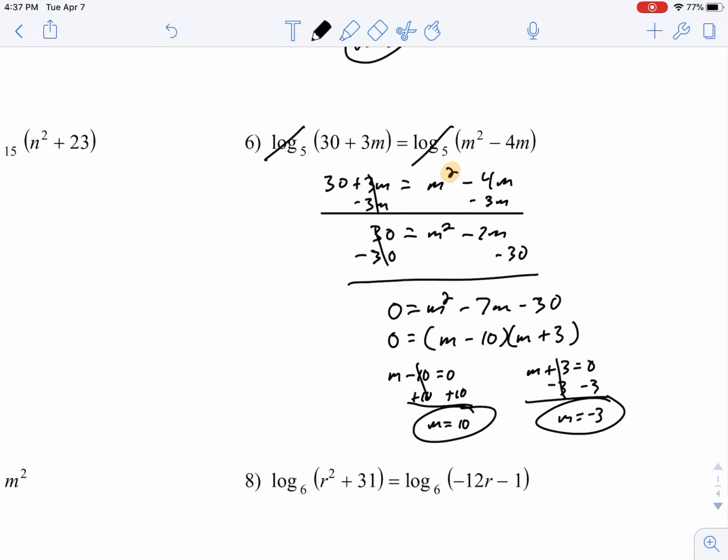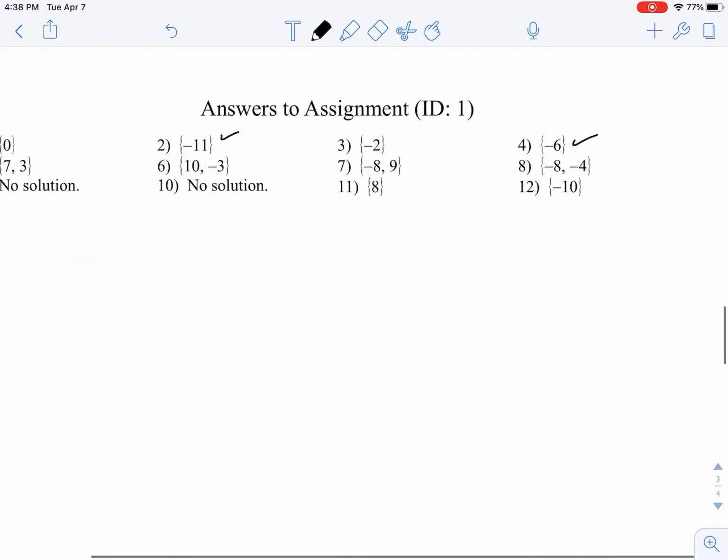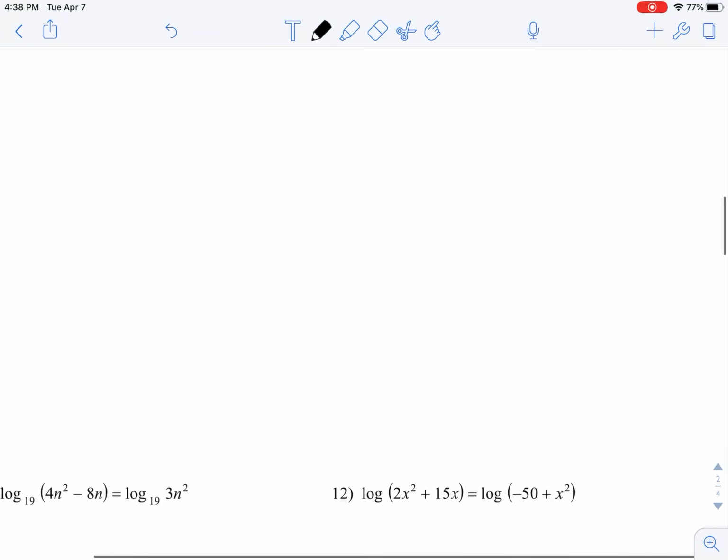Okay, a little bit more work. It starts out easy. Cross out the logarithms. From that point on, it's not that it's difficult because we've learned this and we've done it over and over, but it is tedious. There's steps that you have to do. Let me go down and check number 6. And yeah, 10 and negative 3 are the solutions.